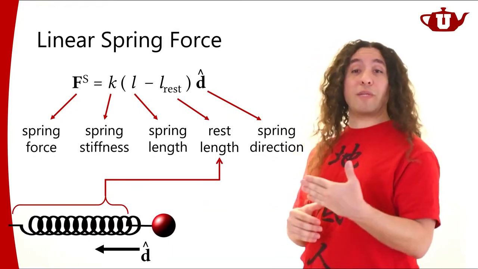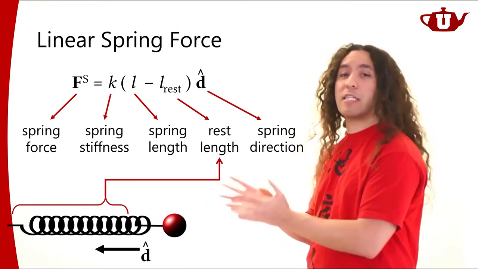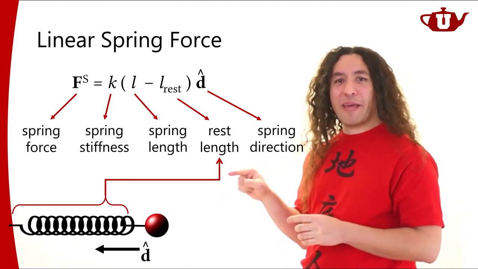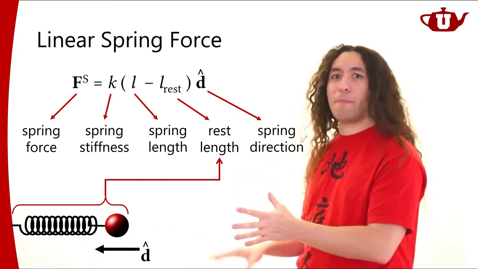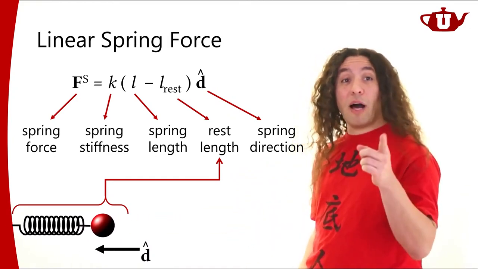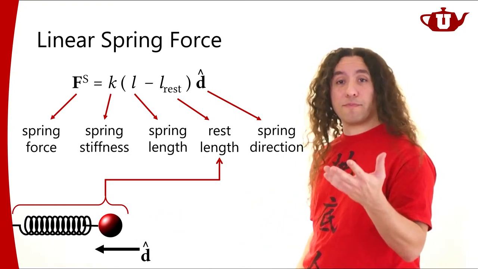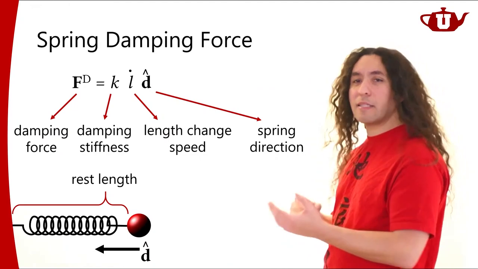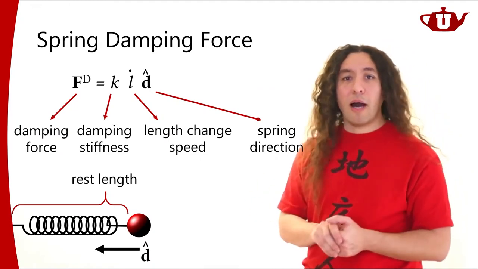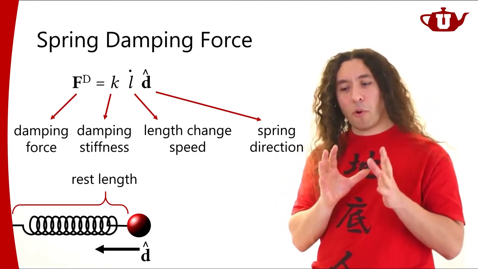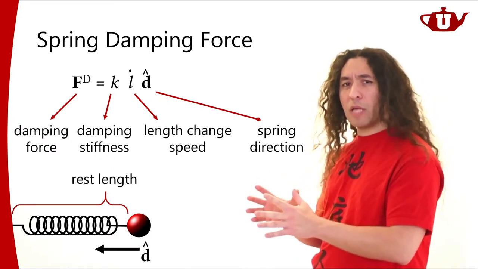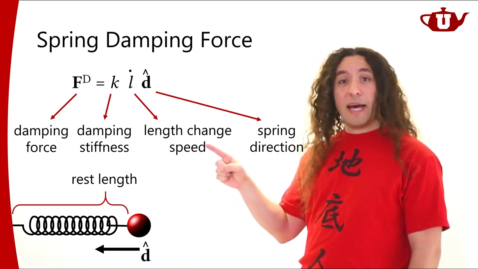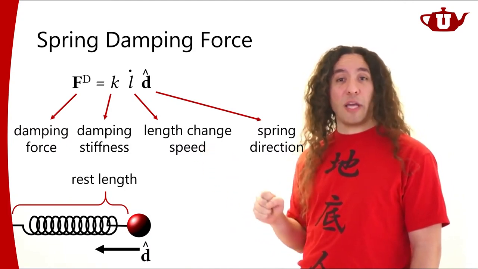So to be able to get a spring that doesn't go infinitely like this forever, to be able to stop this motion at some point, we're going to apply what we call a damping force. A damping force is going to be another type of spring force. And this damping force, its whole point is to slow things down, depending on the velocity of the object. More specifically, the speed with which the length is changing.